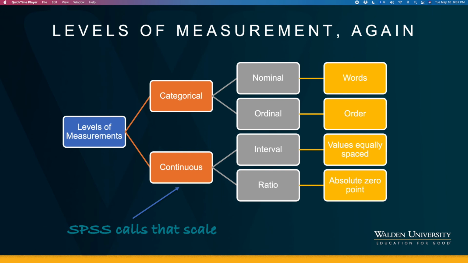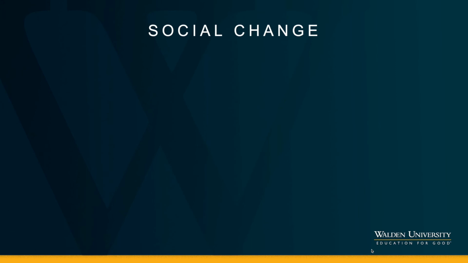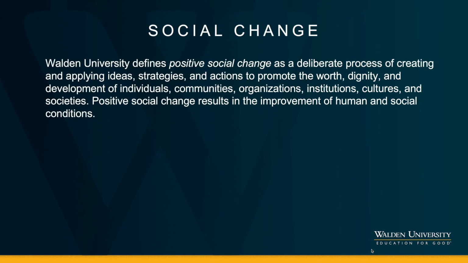Now this brings me to the last part of our presentation, the social change aspect. As you know by now, Walden is a social change university. We were founded more than 50 years ago by Rita and Bernie Turner, who introduced us to that concept of social change. This is all about doing good in the world. Let me bring up a definition for you of social change that shows you that this is all about the improvement of human and social conditions. That's what we call positive social change.